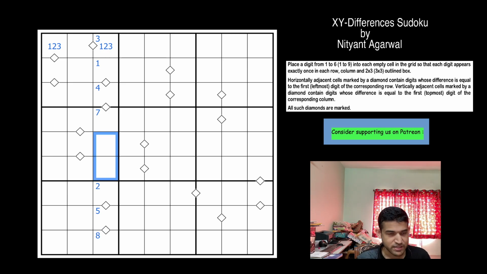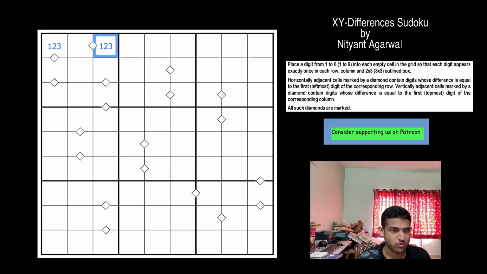This is the interesting thing in this Sudoku. So there should be 6 and 9. On the face of it, this looks okay. But the thing is, between these 2 cells, there is no diamond, right? So they cannot have a difference of 3 between them. So this is also not possible.